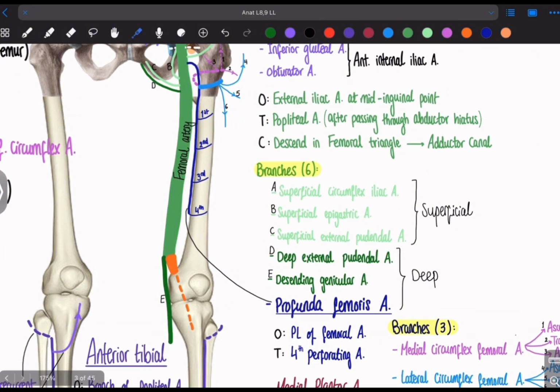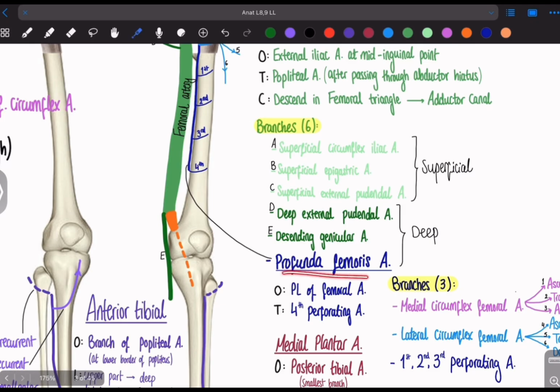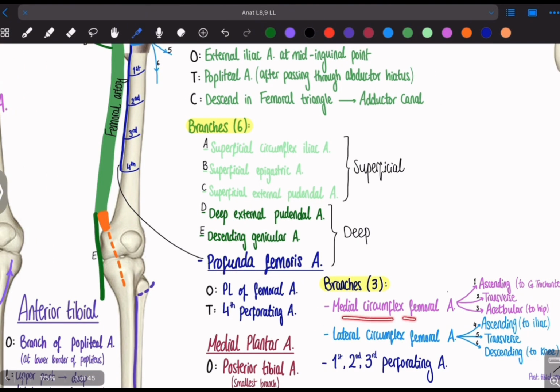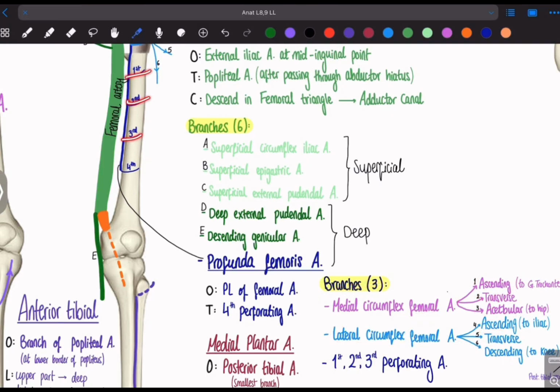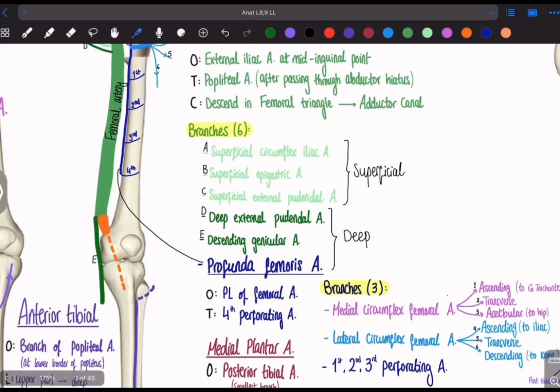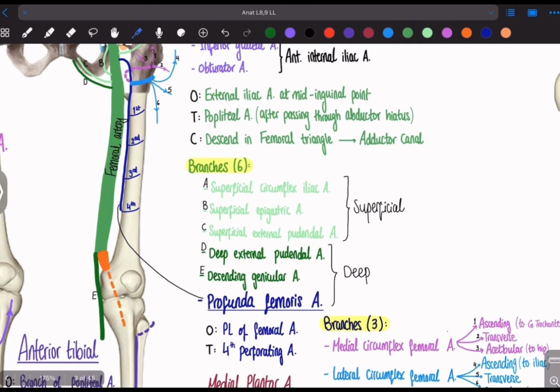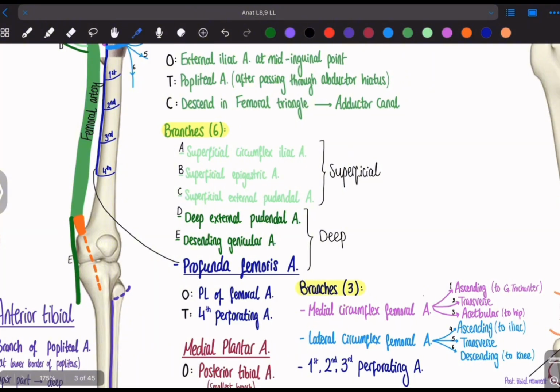So remember, the profunda femoris is going to give us all these branches, which are the medial circumflex femoral and the lateral circumflex femoral, and their branches, which are ascending, transverse, acetabular for the medial, and ascending, transverse, descending for the lateral. And then we're going to have the first, second, third perforating arteries. And the fourth perforating artery is going to be the termination for the profunda femoris. Okay? So we're done with all the femoral artery and its branches and the profunda femoris.